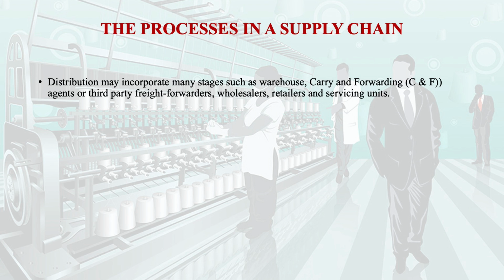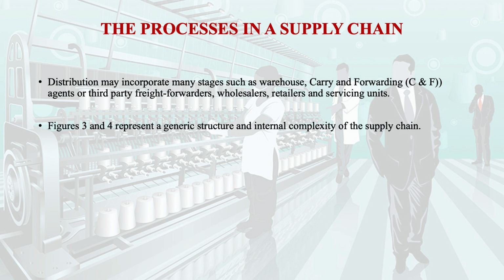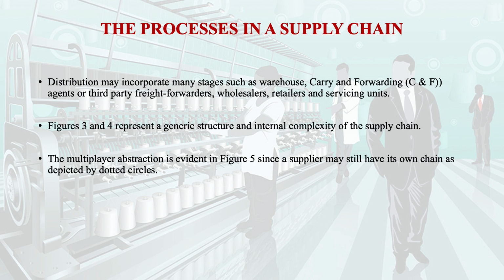We have already shown you the figure which gives you the generic picture of a supply chain. Multi-layer abstraction is evident in the figure which we are going to show you, since a supplier may still have its own chain as depicted by the dotted circle.